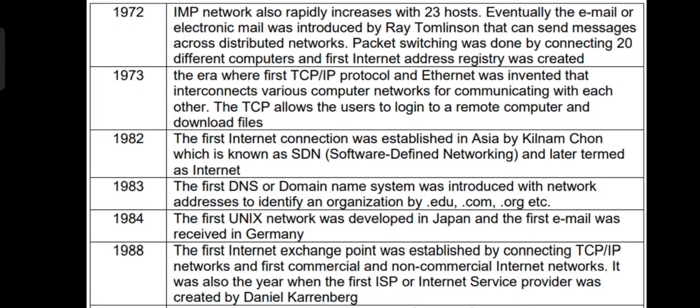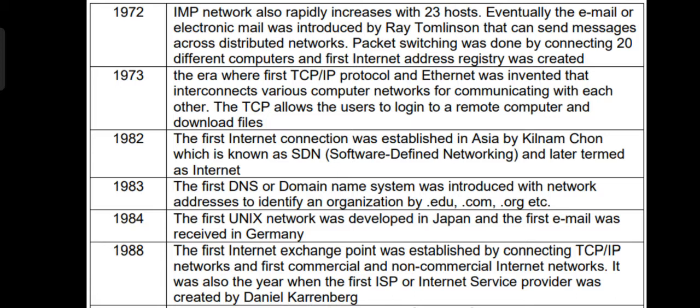In 1973, came the era where the first TCP/IP protocol and the Internet were invented, which interconnects various computer networks for communicating with each other. The TCP allows users to log into a remote computer and download files. In 1982, the first internet connection was established in Asia by Kim Lam Chon, which is known as SDN, or Software Defined Networking, and later termed as Internet.